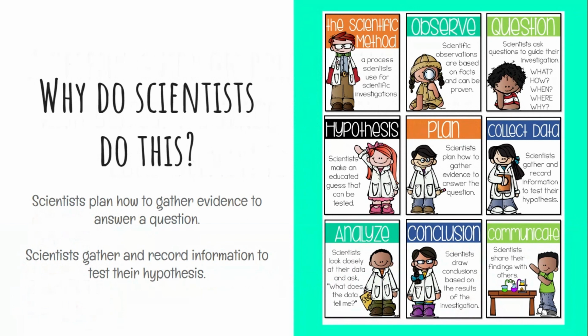Why do scientists actually need to plan experiments? It's part of a big picture. Scientists plan on how to gather evidence to answer questions that they can make an educated guess about, that can be tested. Scientists also need to gather and record information to test out their hypotheses. The information that they record and gather is called data.